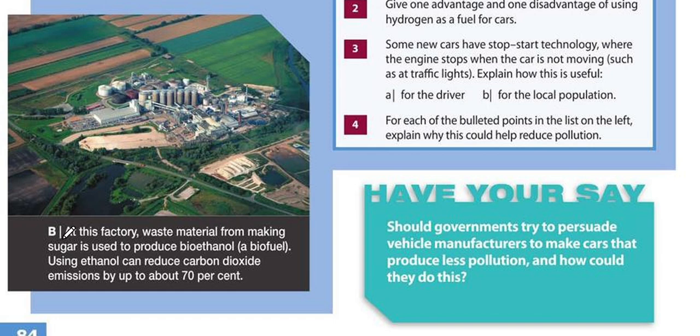And here in B, it's showing a factory. Waste material from making sugar is used to produce bioethanol, a biofuel. Using ethanol can reduce carbon dioxide emissions by up to 70%. So this is a sugar factory. In a sugar factory, the waste material coming from there is used to produce bioethanol, a kind of biofuel. Right, so it's a factory where it's done.